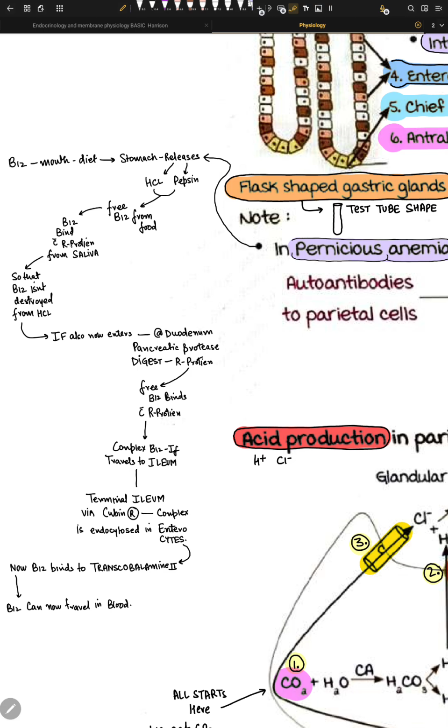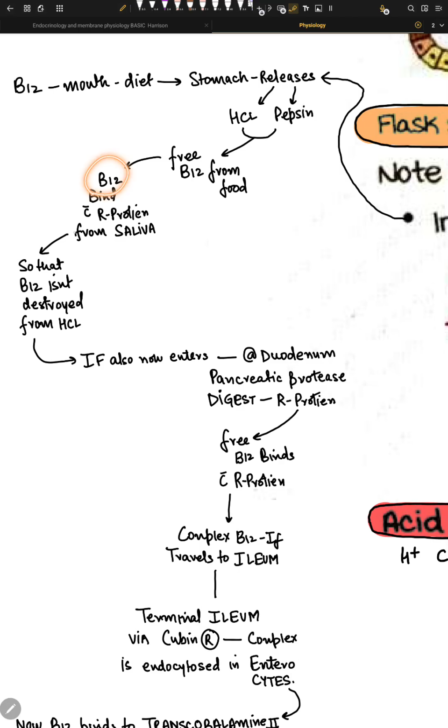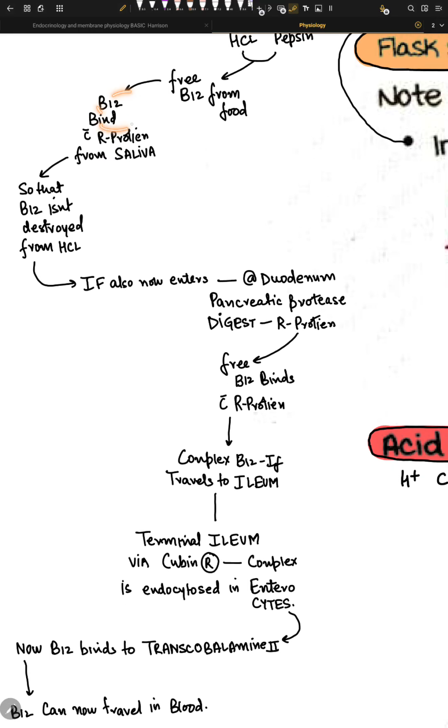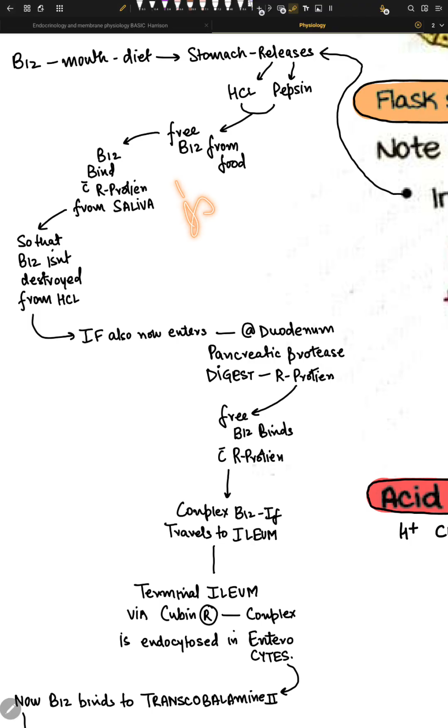Now we produce something called R protein from saliva. B12 goes and binds with this R protein and makes a complex. Why do we need this binding? Because if B12 is not bound to R protein, it will be destroyed by the HCl. So B12 gets freed from the food inside our stomach, and then it binds with R protein. Later this complex with R protein goes into our duodenum. Now the story for intrinsic factor starts here.